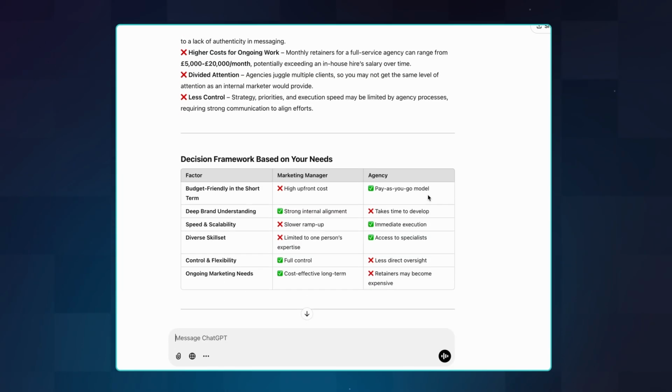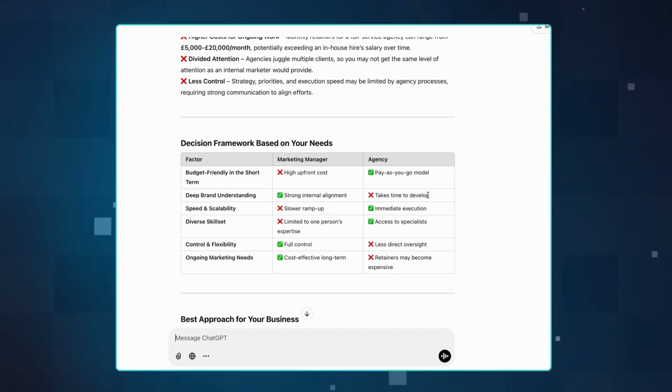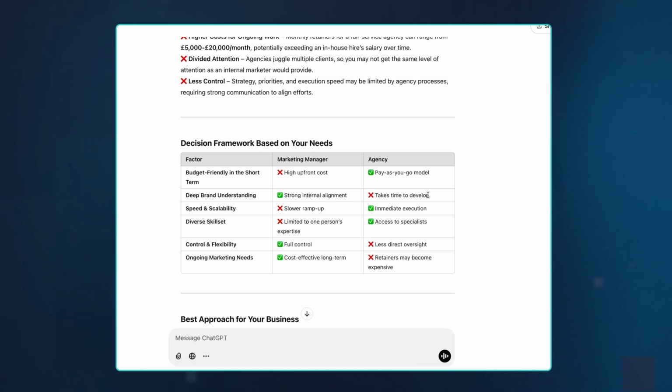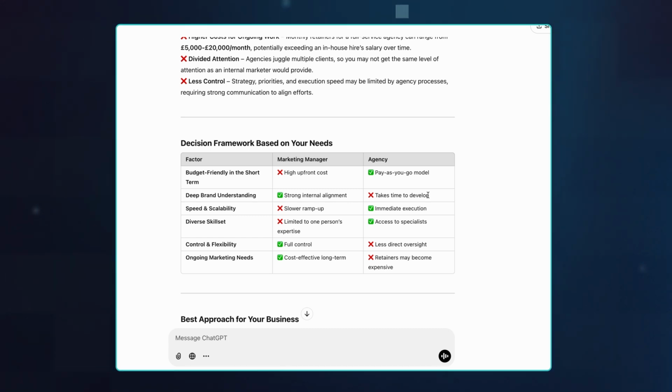Now, what ChatGPT does really well when it's acting as your business strategist is it will start to build out a decision framework for you to actually base that decision on, looking at the most important factors that we should be considering and whether or not each option is better or worse for each of those factors. Then it will give us a holistic view of what it thinks is best based on that analysis.